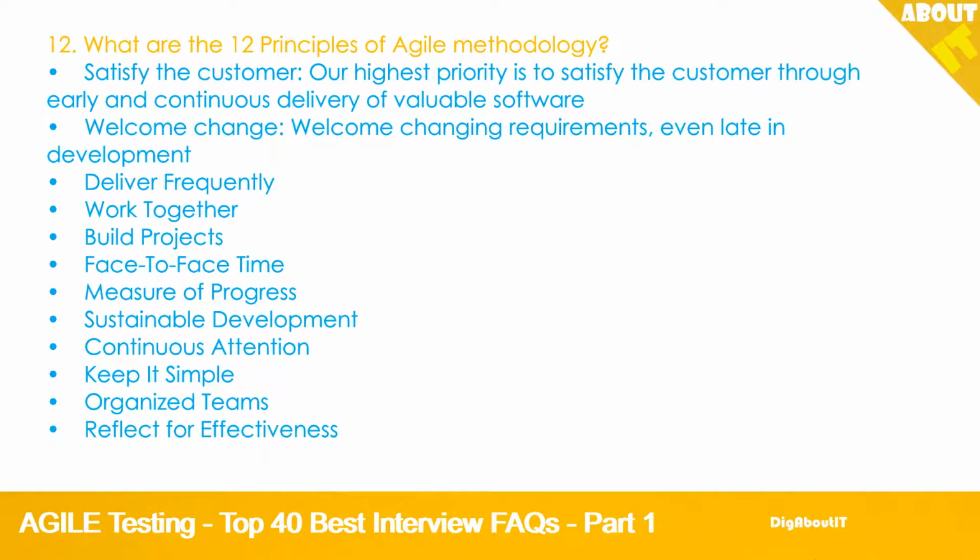12. What are the 12 principles of Agile methodology? Satisfy the customer. Our highest priority is to satisfy the customer through early and continuous delivery of valuable software. Welcome change. Welcome changing requirements, even late in development. Deliver frequently. Work together. Build projects. Face-to-face time. Measure of progress. Sustainable development. Continuous attention. Keep it simple. Organize teams. Reflect for effectiveness.